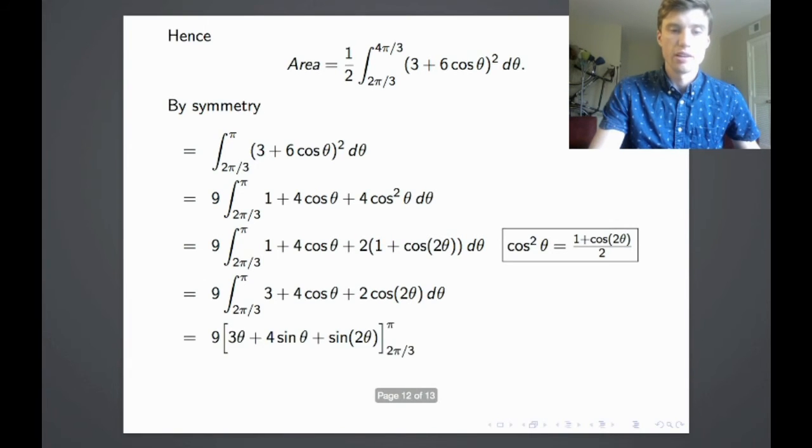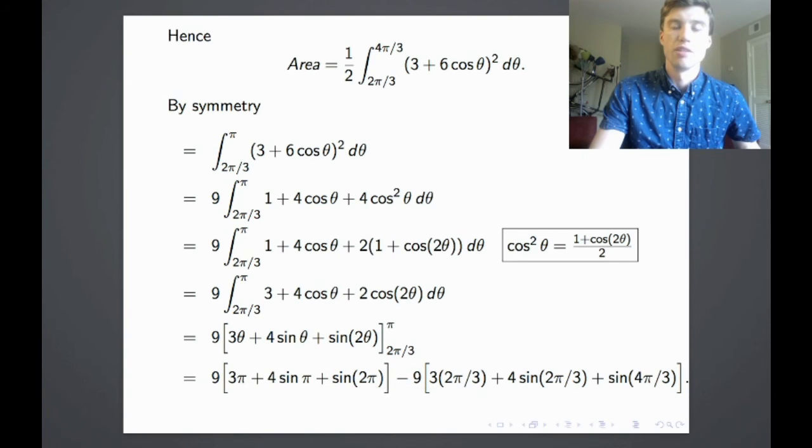We integrate and find that our area is equal to 9 times 3 theta plus 4 sine theta plus sine 2 theta evaluated from 2 pi over 3 to pi. This results in the following expression, which I will leave in an unsimplified fashion.